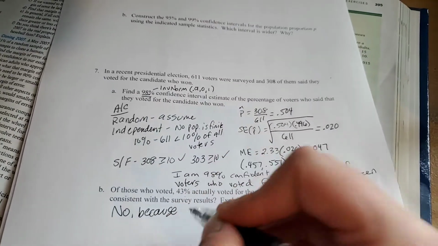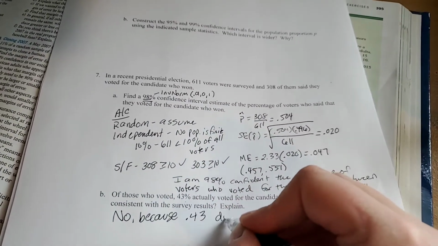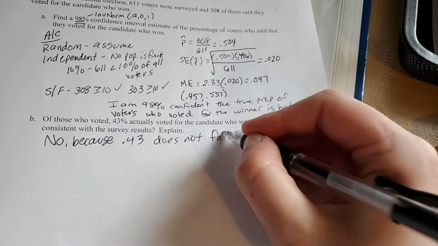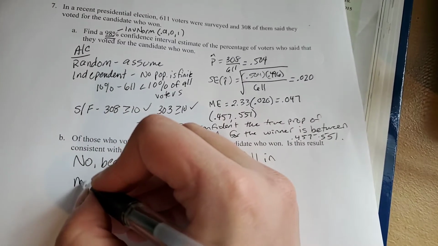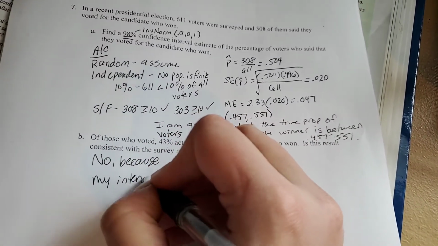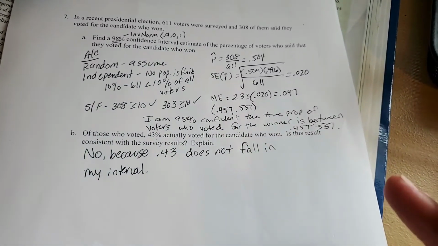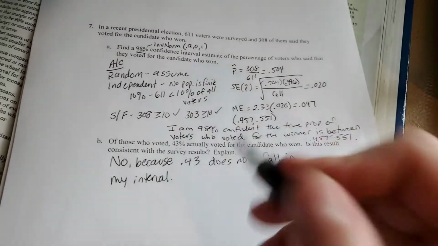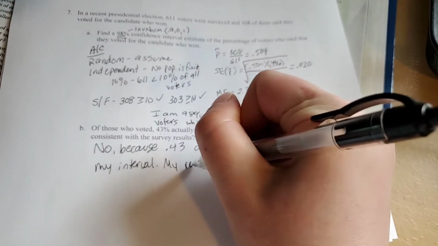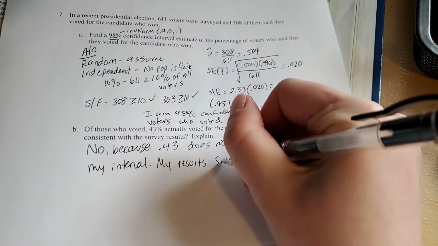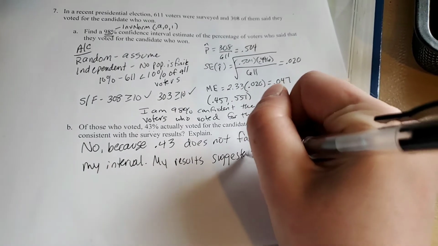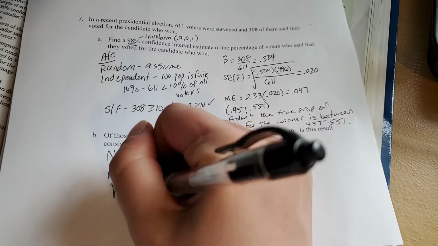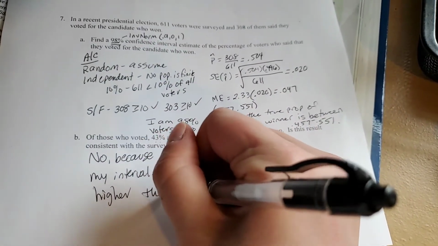because 0.43 does not fall in my interval. In fact, my survey suggested that the percentage was actually higher than 43%. So my results suggested it was higher than 43%.